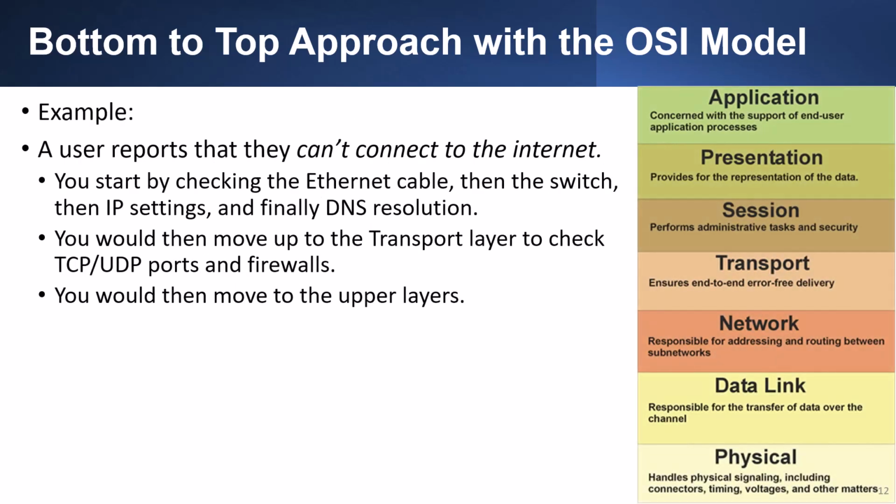For example, a user reports that they can't connect to the internet. You start by checking the Ethernet cable, then the switch, then IP settings, and finally DNS resolution. You'll then move up to the transport layer to check TCP, UDP ports, and firewalls. You'll then move to the upper layers.